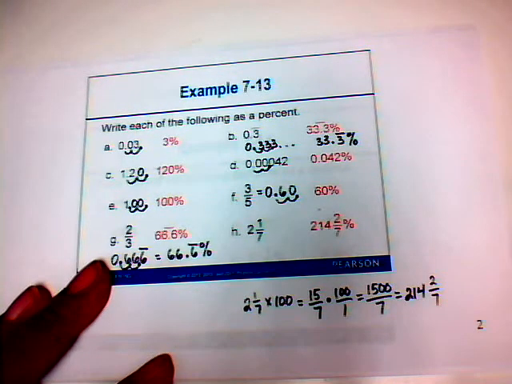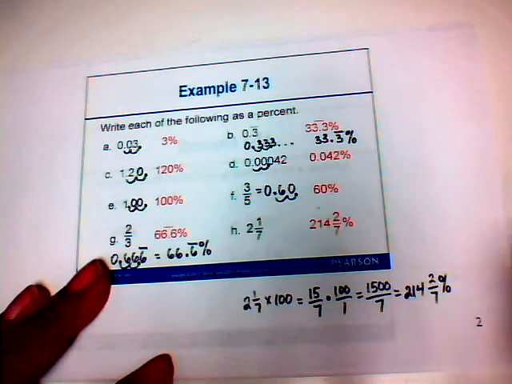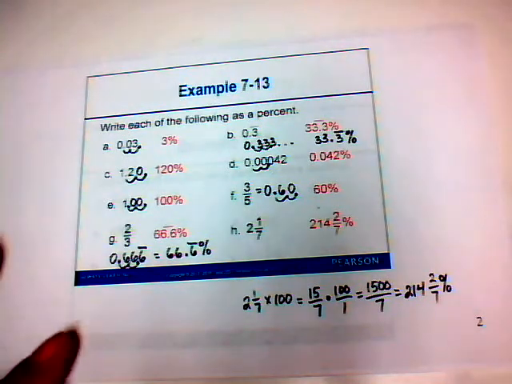And of course you can use the calculator for this. So if you do 1500 divided by 7, you get the 214, and then if you try to convert it to a fraction, you get the 2 sevenths, and then add the percent sign. Okay, because moving the decimal point 2 places to the right is the same as multiplying by 100.